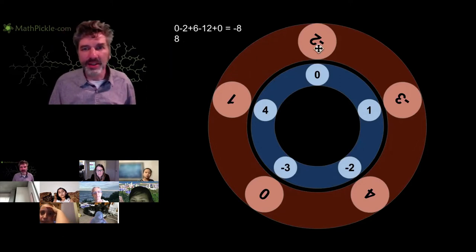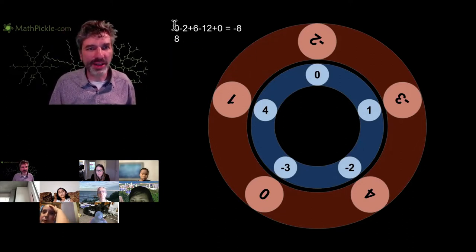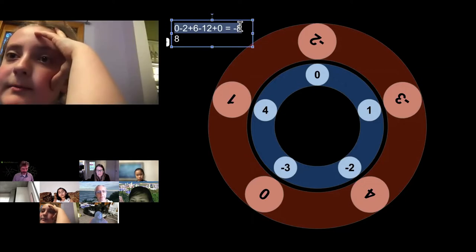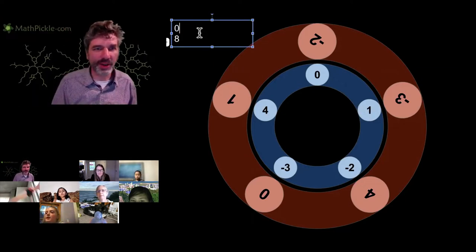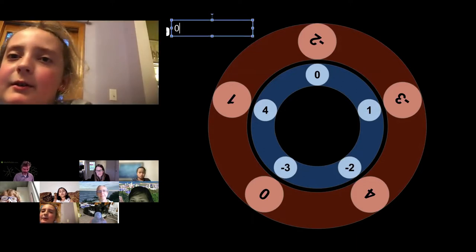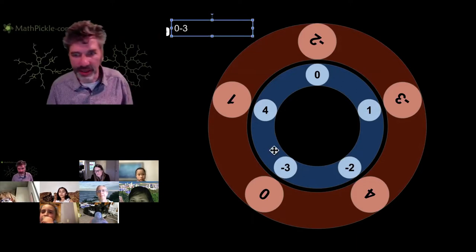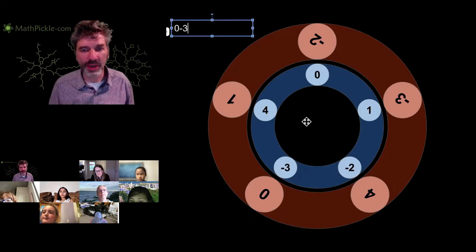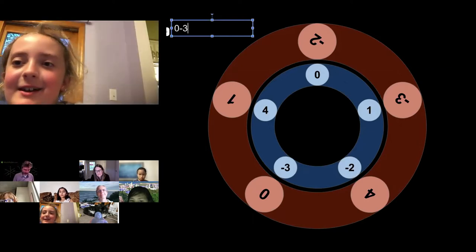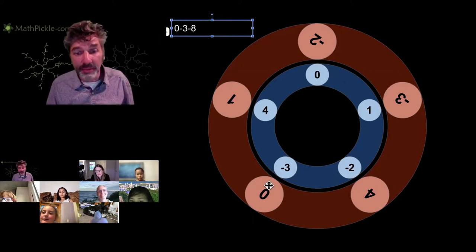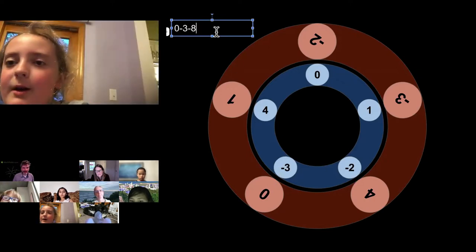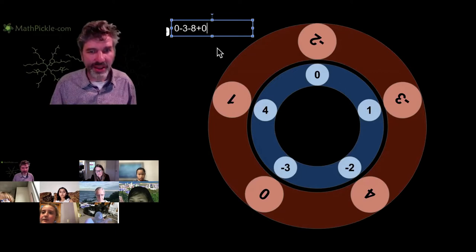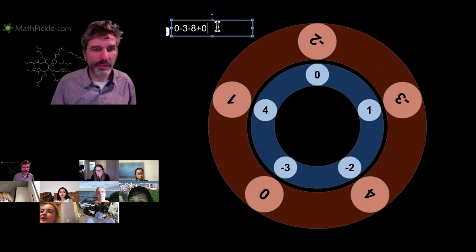And starting here, 0 times -2, Nathan, is what? 0. -3 times 1, Nathan, is what? That would be -3. -3, 0, -3. 4 times -2 is what? -8. Then 0 times -3 is what? That's 0. 4 times 1 is what? +5.